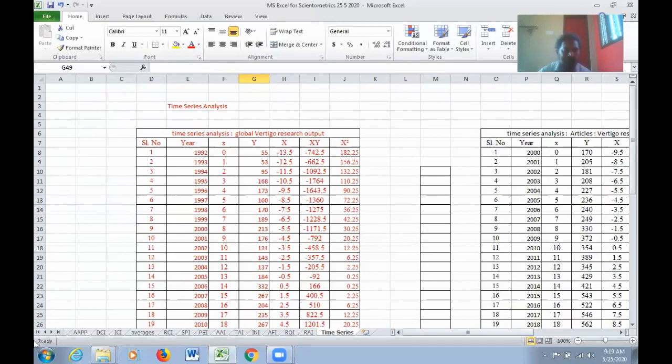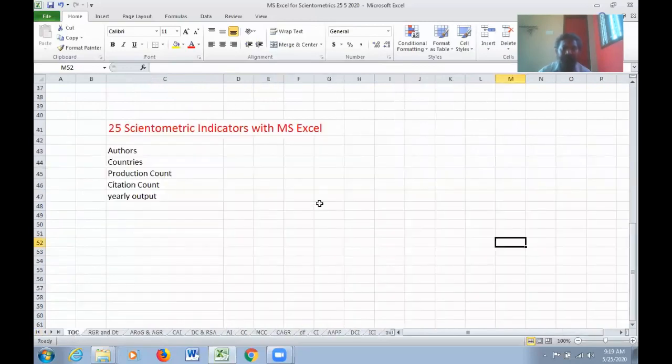So dear friends, till now we have seen how to calculate different kinds of scientometric indicators with MS Excel. We will be sharing this particular Excel sheet with you so that you can go to any other database, collect data, fit the data into these Excel sheets, and get the answers for all these scientometric indicators.